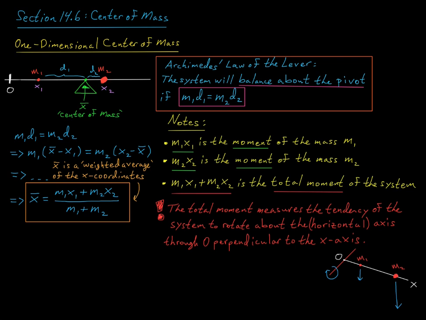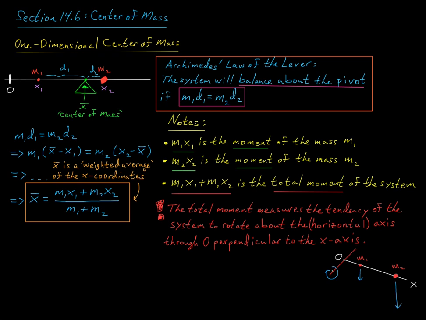Now these quantities m1 x1 and m2 x2 are what we refer to as the moments of the masses m1 and m2, and their sum, which you see up here in the numerator in the expression for the center of mass, is called the total moment of the system. And what does the total moment measure? Well, it's a measurement of the tendency of our system to rotate about this horizontal axis through the reference point 0 that's perpendicular to the x-axis.